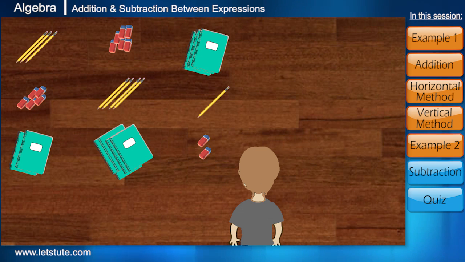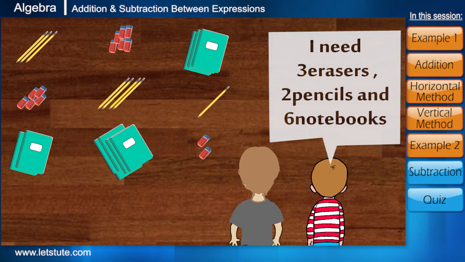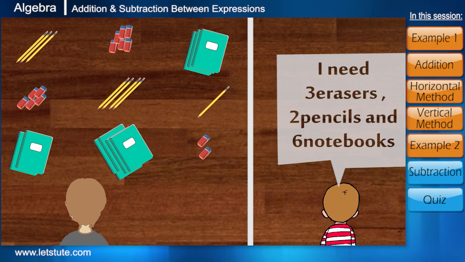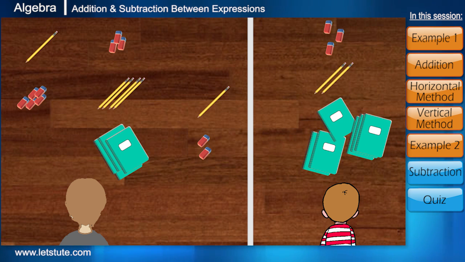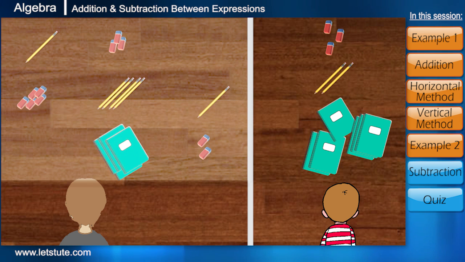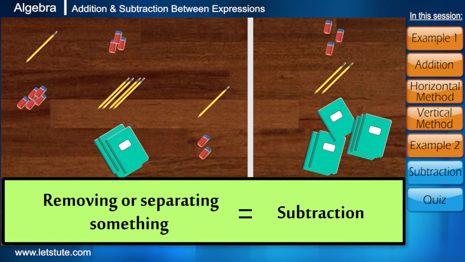Suppose from all the 3 boxes, your brother John came and he said that he needed 3 erasers, 2 pencils and 6 notebooks. So you have to give it to your brother. Now can you tell how many are remaining? To answer this, we will separate the stationeries for John from the total. And now you are left with only 6 pencils, 10 erasers and 4 notebooks. Friends, in mathematical language, removing or separating something simply means that we have to perform subtraction.